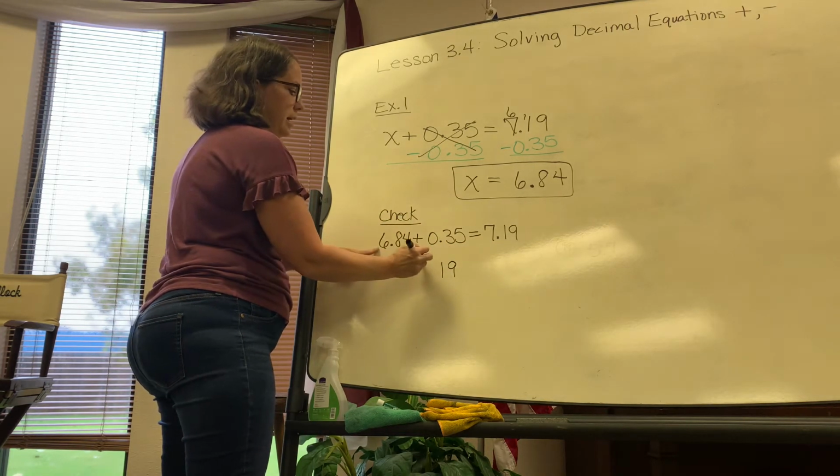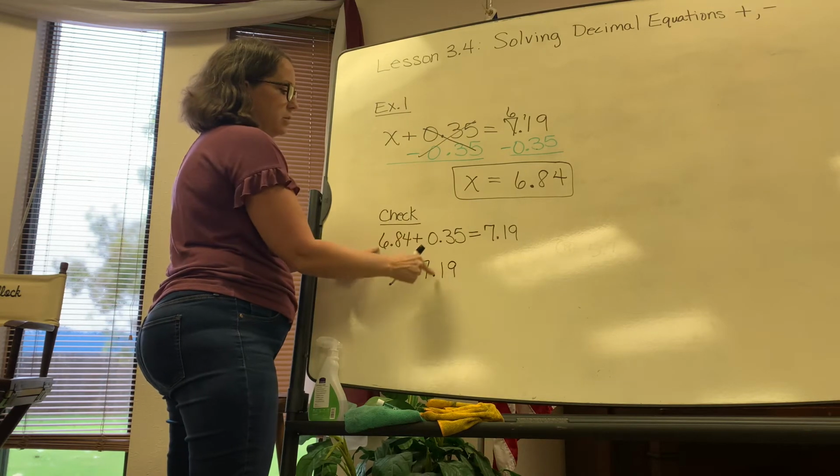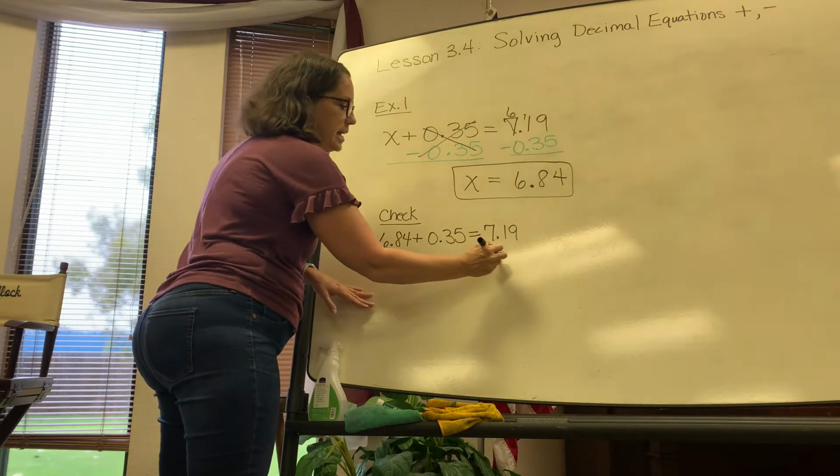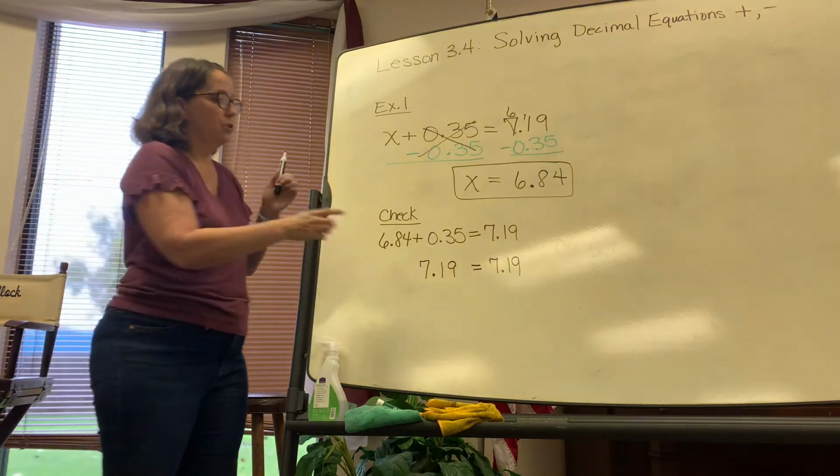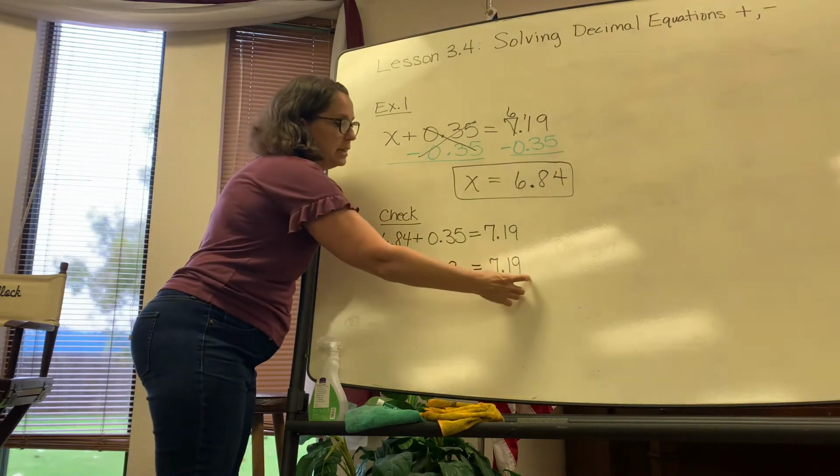Carry the 1, and that's 7. So this equals 7.9. So your next step should show it like this. This is how you check. Okay? So it should show this side is equal to this side.